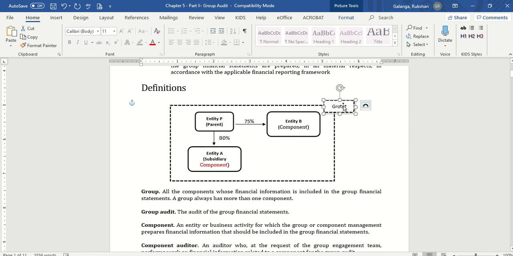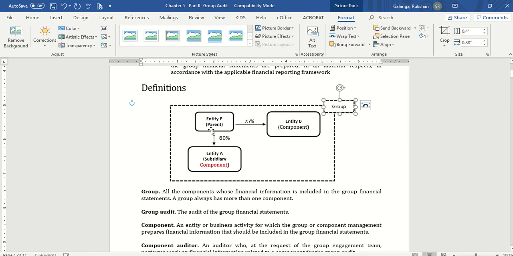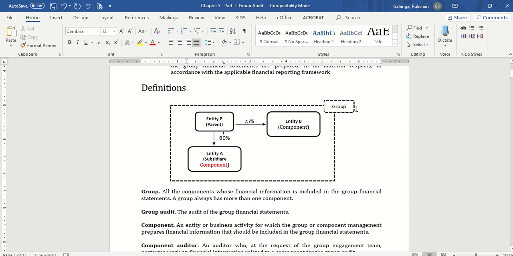We call them together a group, right? In the sense that the parent and all the subsidiaries are considered as the group. Now you know, when preparing financial statements, the standard, especially LKAS 27, that is for separate financial statements, says that entity P, the parent company, as a company or as an entity, needs to prepare its own financial statements. Entity A, being an individual organization or a company, should also prepare its own financial statements.